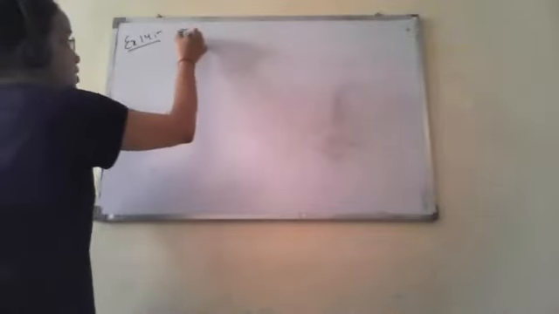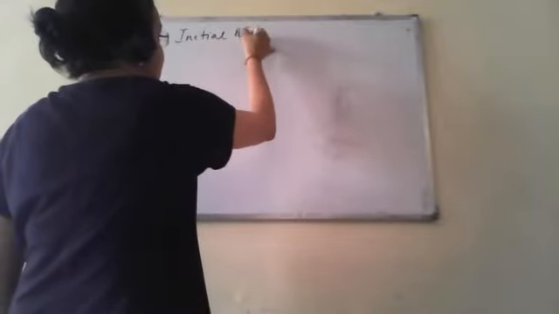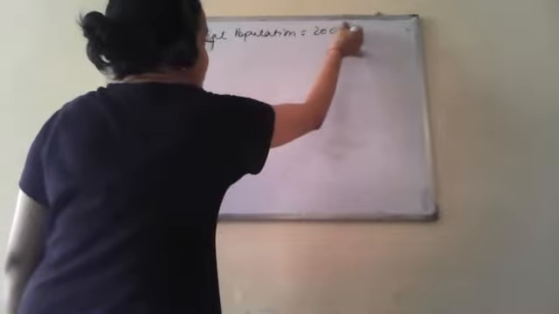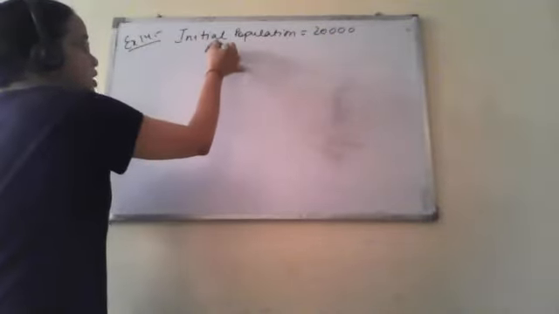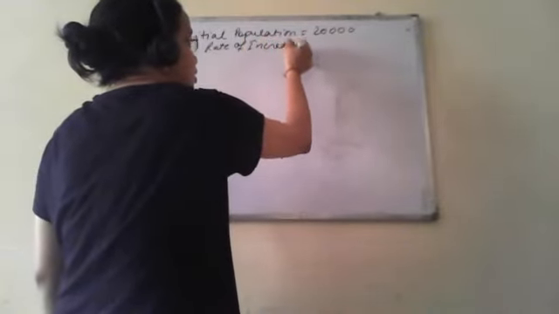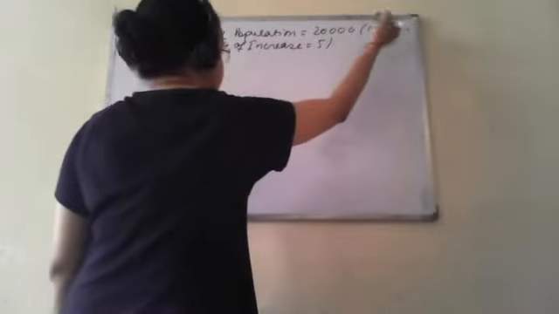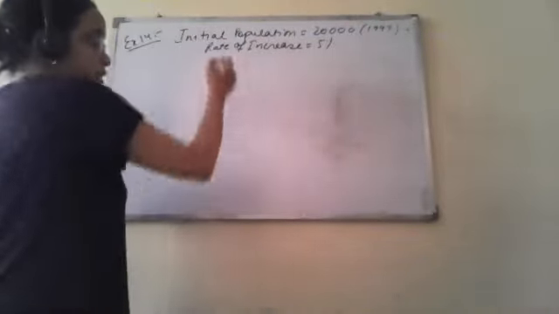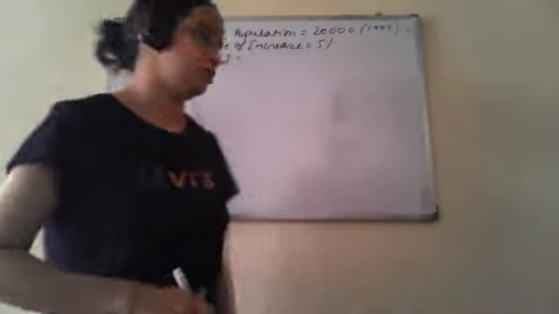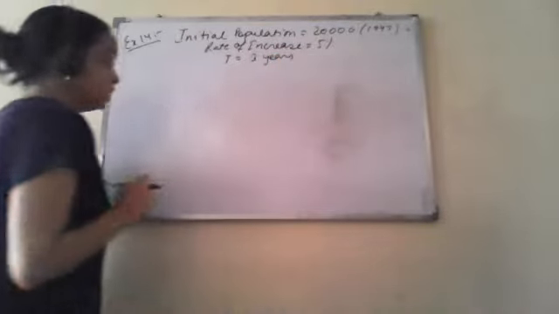So the initial population was 20,000. Rate of increase was 5%, and this population was in 1997. So the time period is 3 years. We have to calculate at the end of 2000. Okay. So the time period will be 3 years.